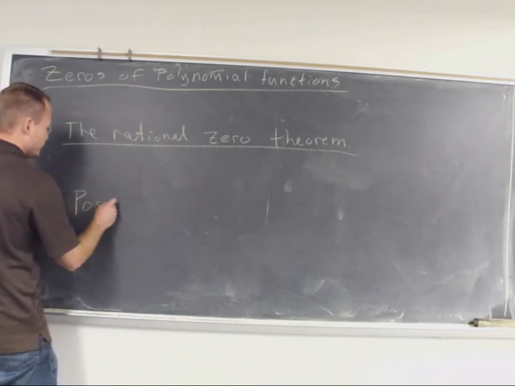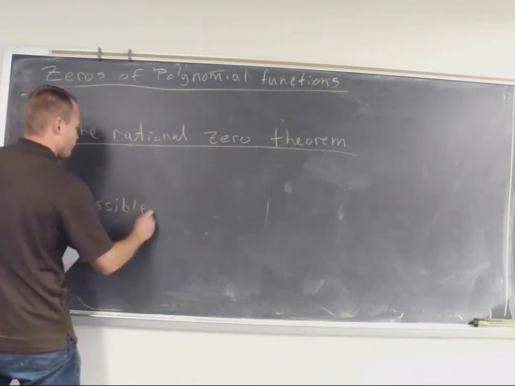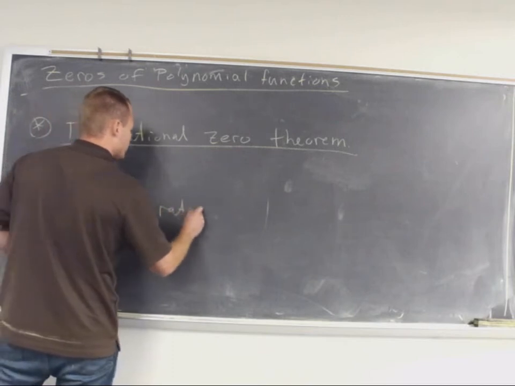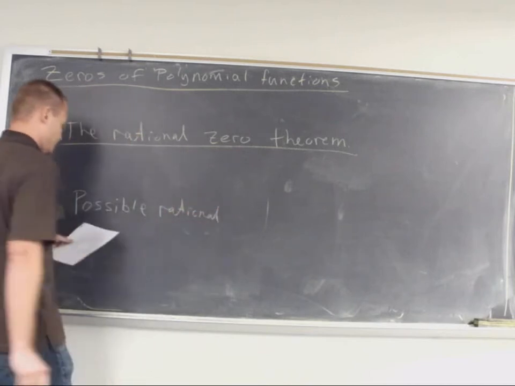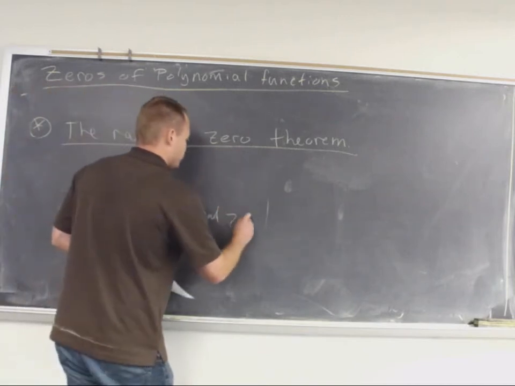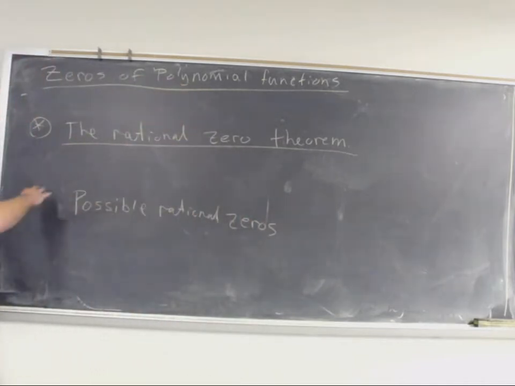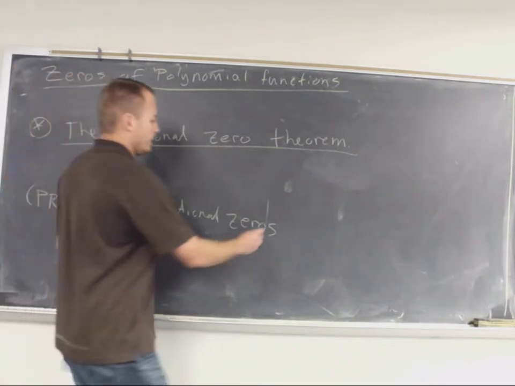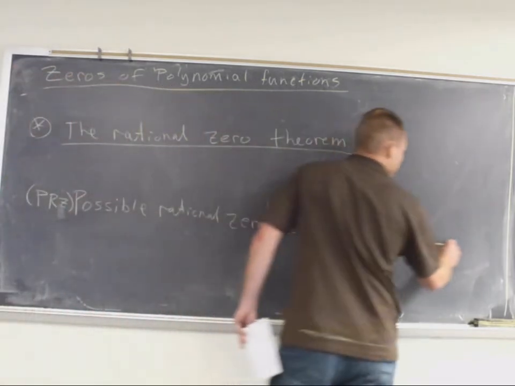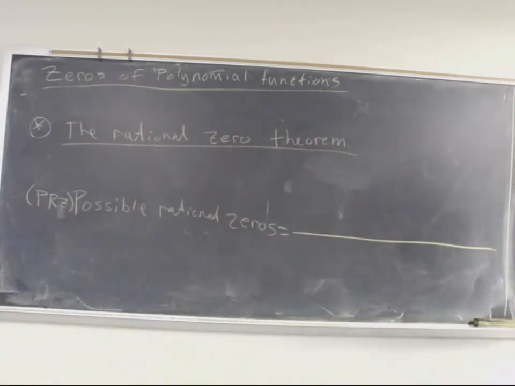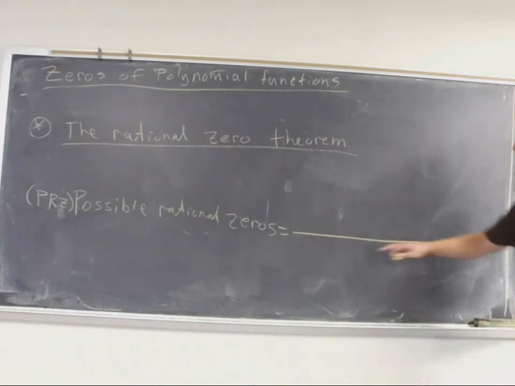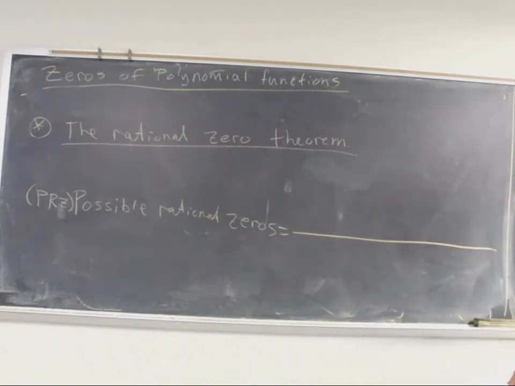So we say possible rational zeros. All right, and I'm not going to write this out every time, so you'll see me write it as PRZ from now on. PRZ. And this is equal to, we're going to have a big division sign here, and I'm just going to write some words up here and words below here.